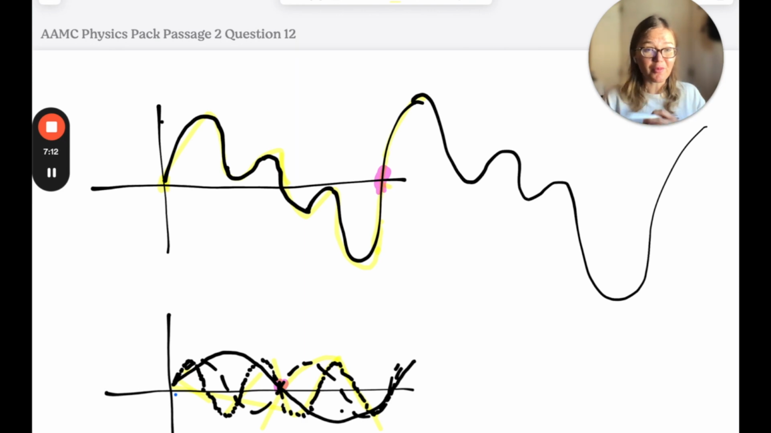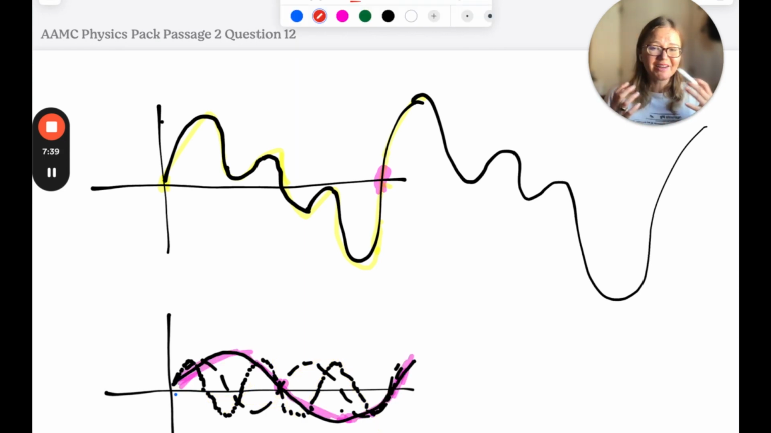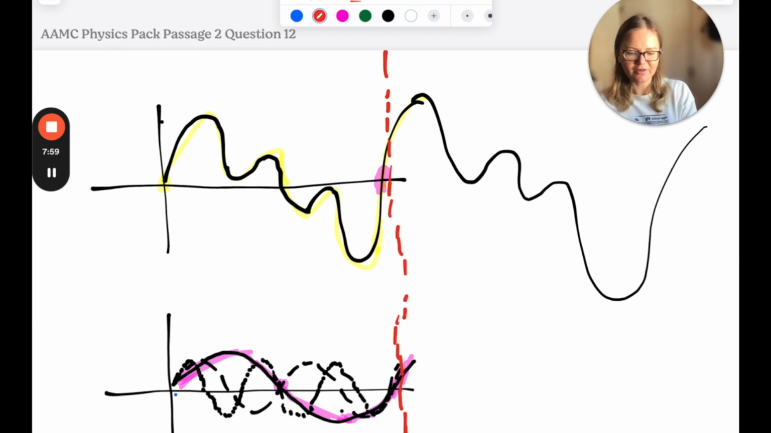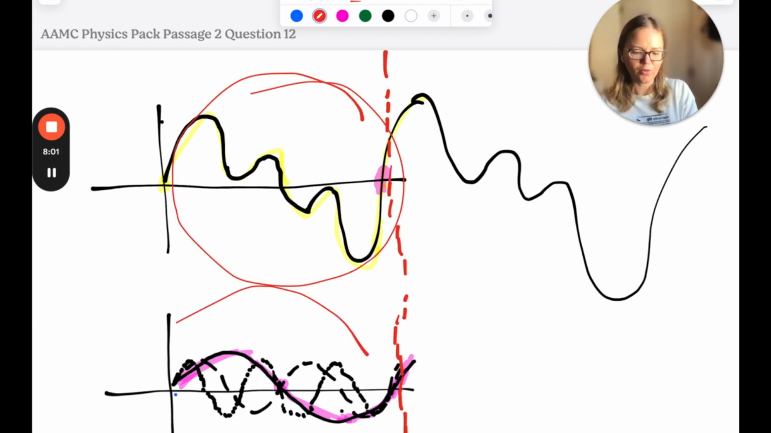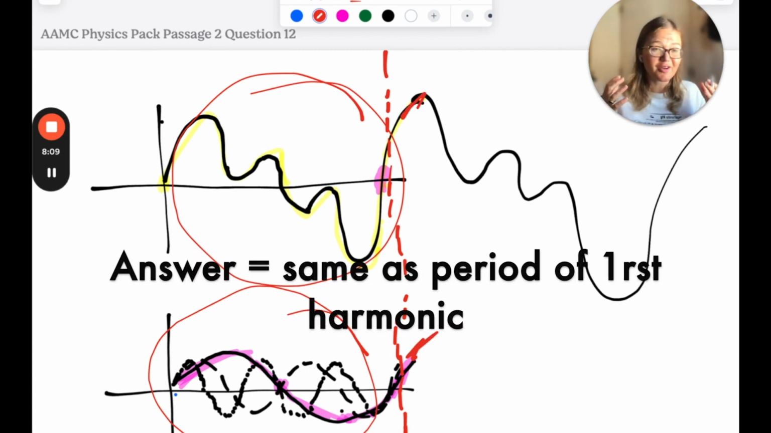Let's take a look at our first harmonic and see how it lines up now. So highlighting our first harmonic, what do you notice? Well, if we drew a line here, essentially we complete one full wave cycle here and one full wave cycle here, and then we've got a little bit more here, a little bit more here. The period of our figure in 1c is going to line up with the period of our first harmonic.